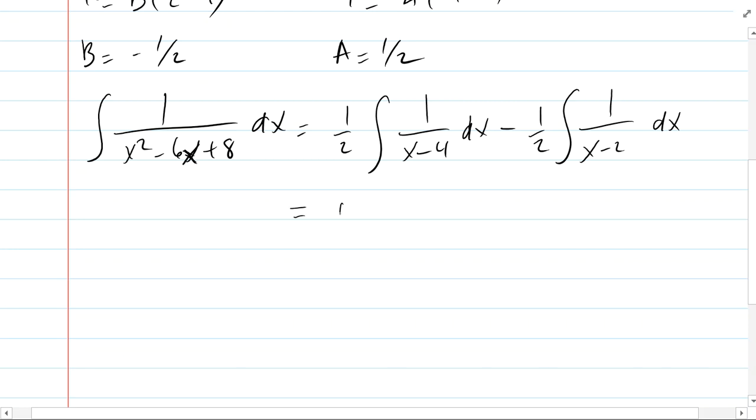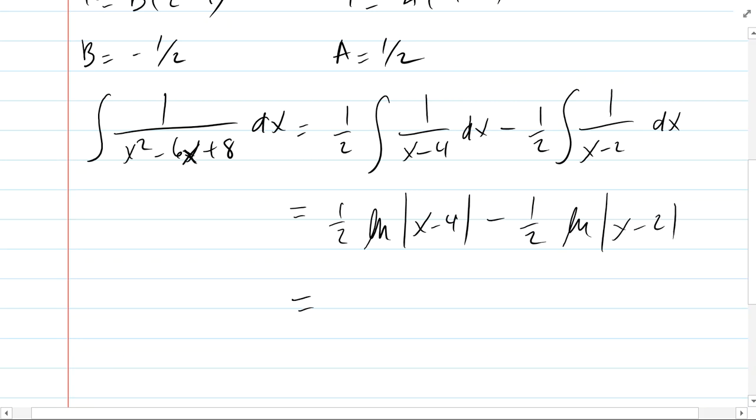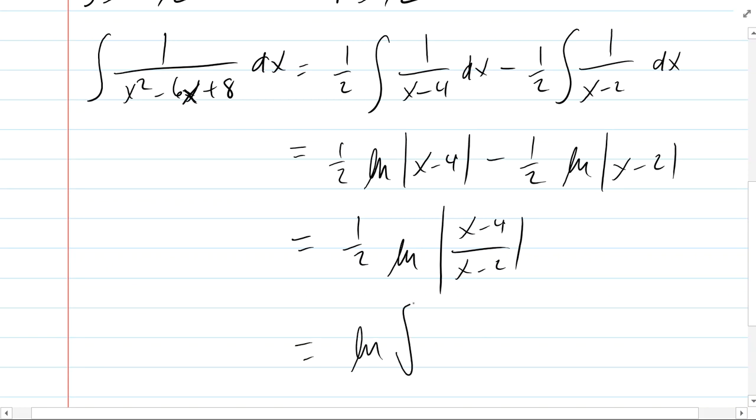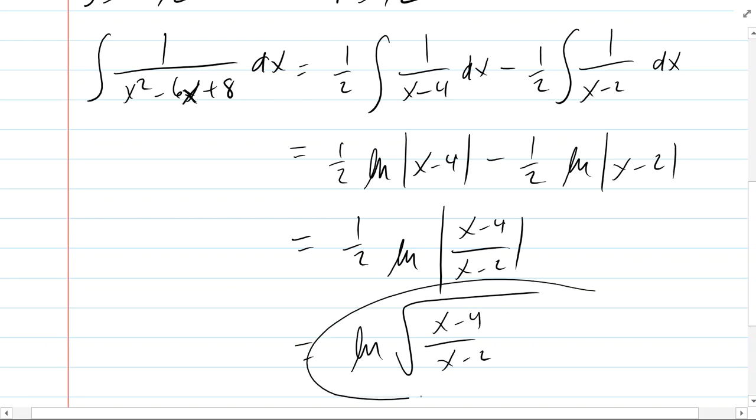So what does it equal? 1/2 natural log absolute value of x minus 4 minus 1/2 natural log absolute value of x minus 2. We're going to simplify that because it's a difference, right? That means they're dividing and they have the same power. I got 1/2 natural log absolute value of (x minus 4) over (x minus 2). Put the half up there as a square root, and now I have natural log of the square root of (x minus 4) over (x minus 2). And I am done.